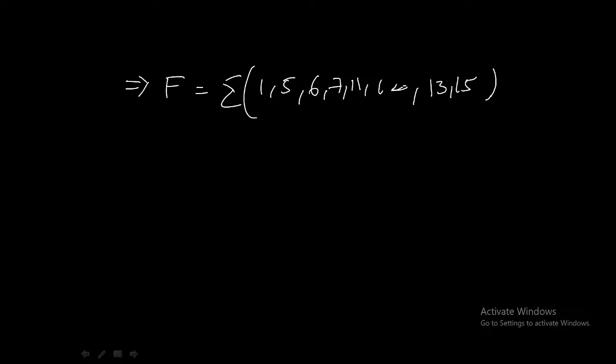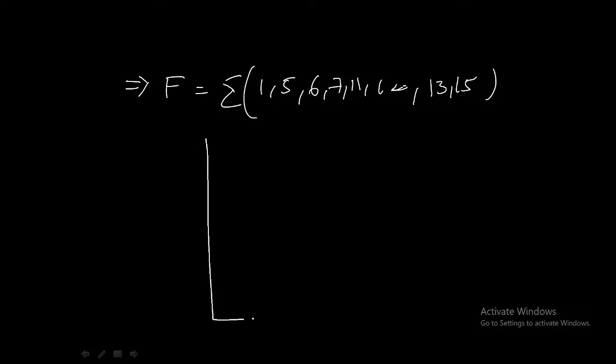Let us say we have a function sigma 1, 5, 6, 7, 11, 12, 13, and 15. Now we have to find the prime implicants, essential prime implicants, redundant prime implicants, and selective prime implicants. It is a 4 variable K-map, so the total number of cells is equal to 16.